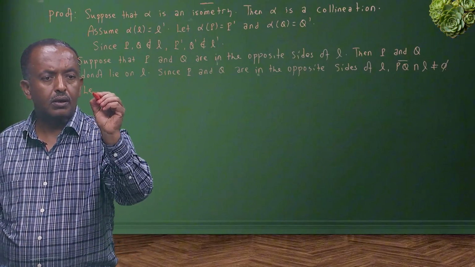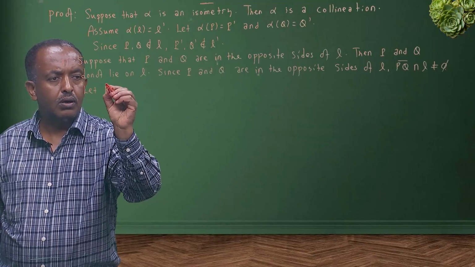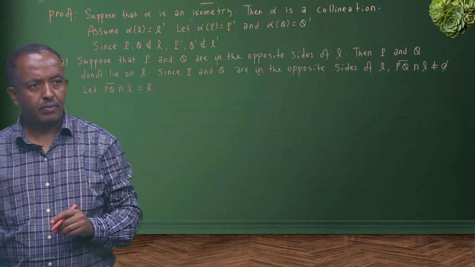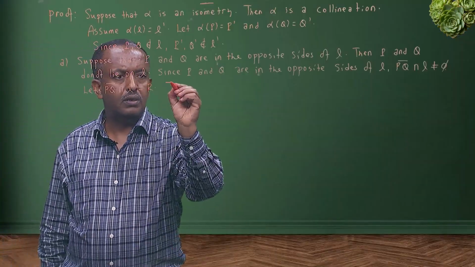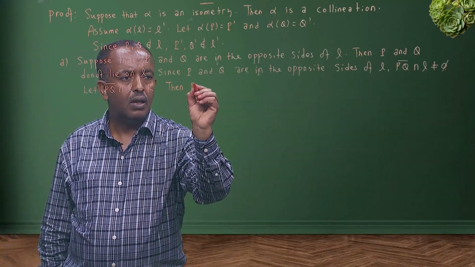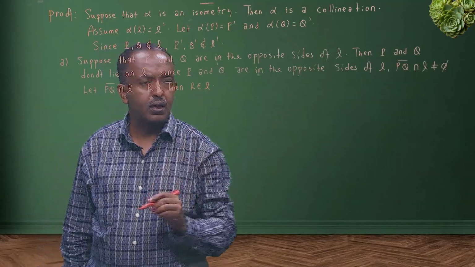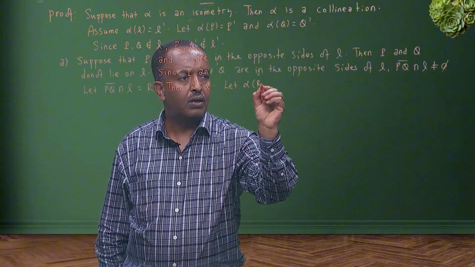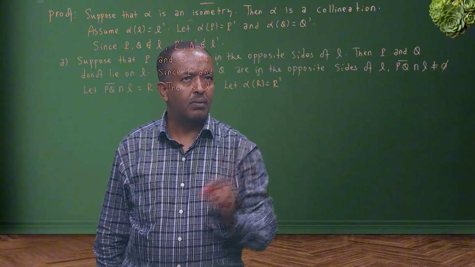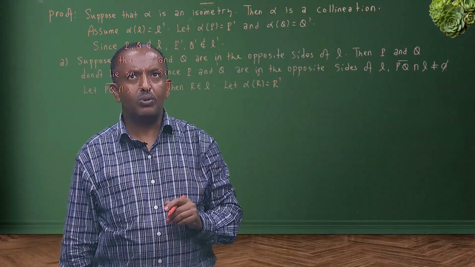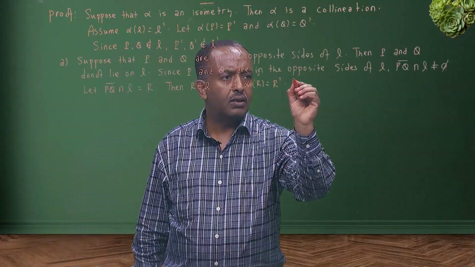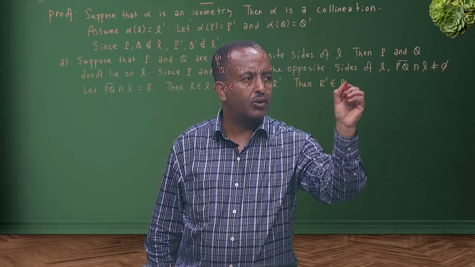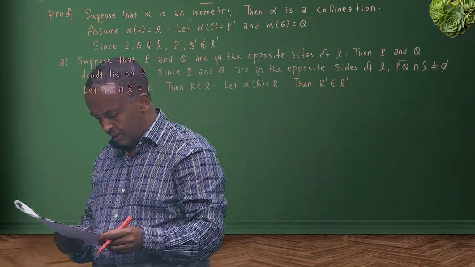Let PQ intersection L be R. Then R is an element of L. Let alpha of R be R prime. By definition of L prime, which is alpha of L, R prime is an element of L prime.